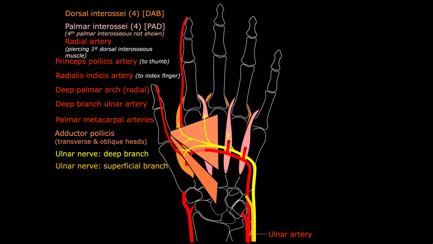Now you can see that an individual muscular branch supplying each of my palmar interossei has been shown, and a similar pattern goes for my dorsal interossei. I hope we are clear so far.